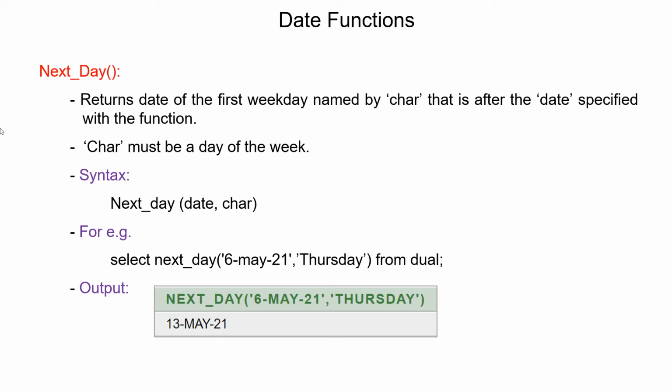See the example. Select next_day('6-May-21', 'Thursday'). It will find out after 6th May when the Thursday will be. Now what is happening? 6th May is Thursday and after that the next Thursday is on the 13th. So the output is 13 May. If you specify Friday, then after 6th May, as 6th May is Thursday, the Friday will be on 7th May. So it will return 7th May.